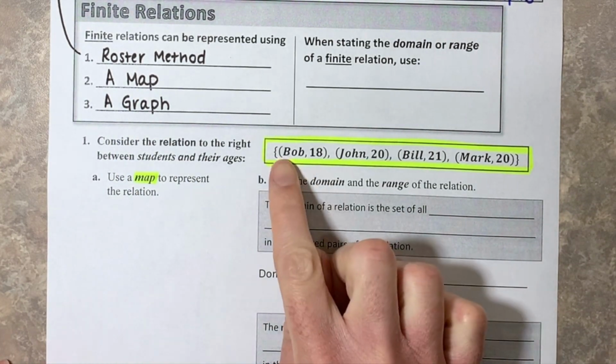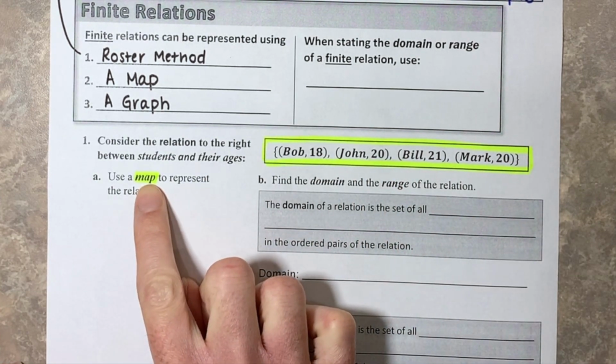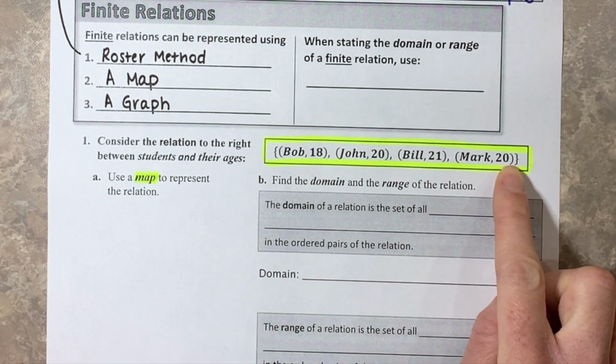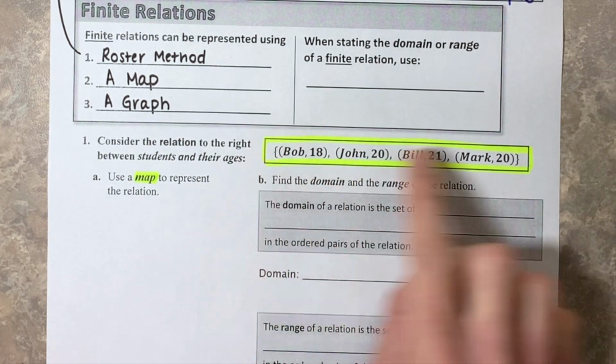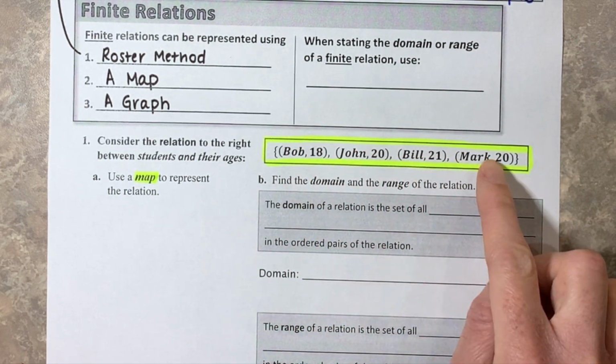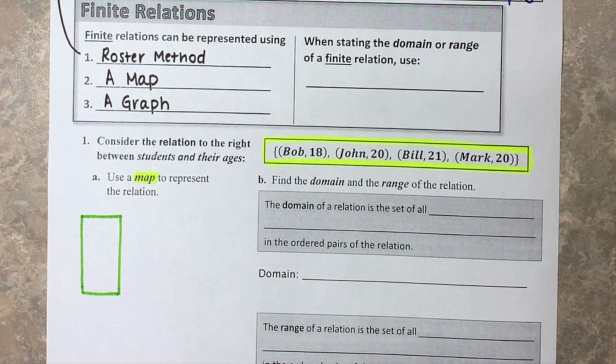Let's practice using a map to represent a relation. So we're given this relation right here, and we want to represent it using a map. Notice, as written, this relation is written using the roster method. We have those curly brackets, and then each ordered pair is listed separated with a comma. That's the roster method, but now we're moving on to a map. So when we are using a map to represent a relation, we start by drawing a box, and in that box, we're going to put the x values.